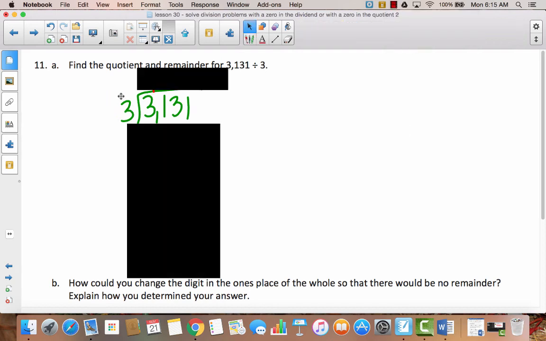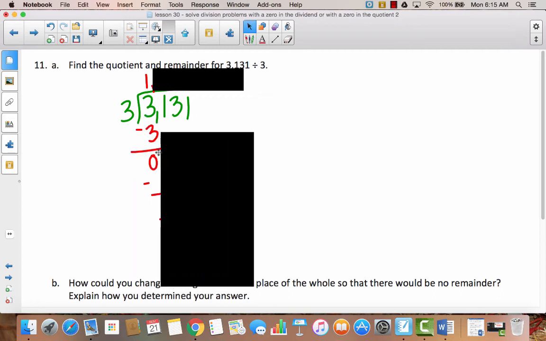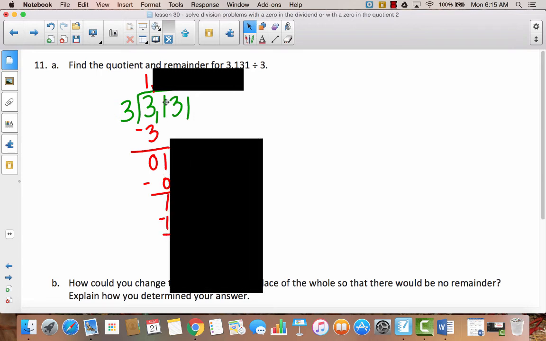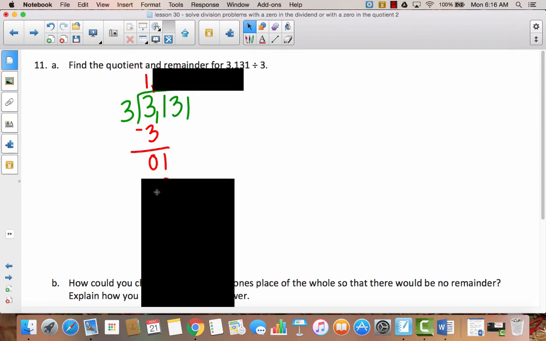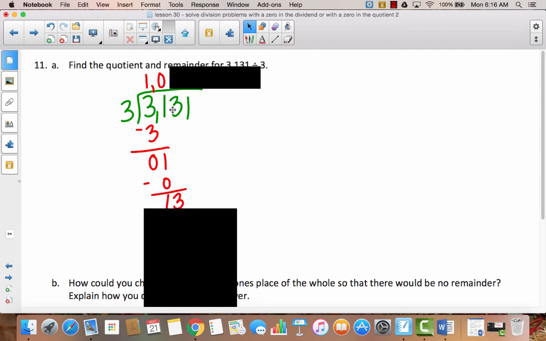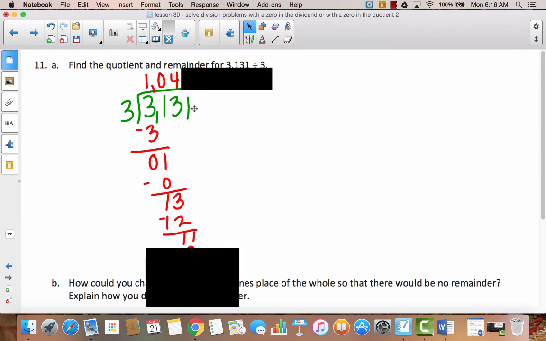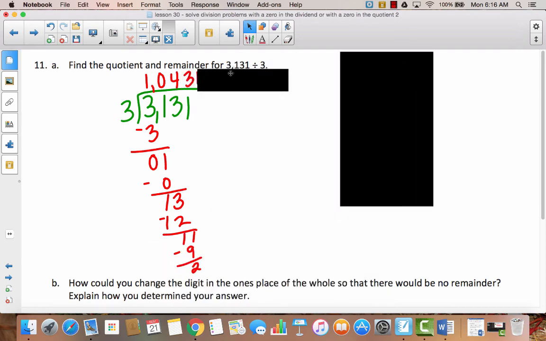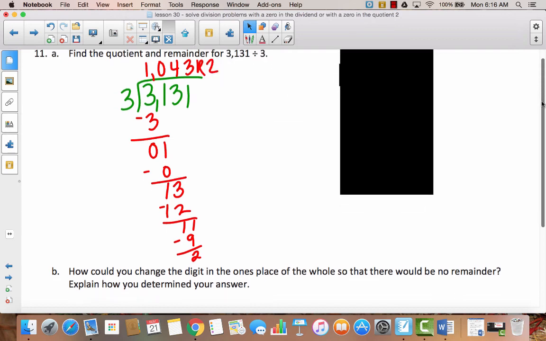Okay, so let's take a look. So we have 3 thousands divided by 3, and that would be 1. 1 times 3 is 3, so that left me with 0 thousands. I went ahead and brought down my 100. 100 divided by 3 would be 0. So then whenever I added my 100 to my 3 tens, that gave me 4. 4 times 3 is 12, and I subtracted. That left me with 1. I added that to my 1, and 11 divided by 3 is 3, and 3 times 3 is 9, with a remainder of 2.